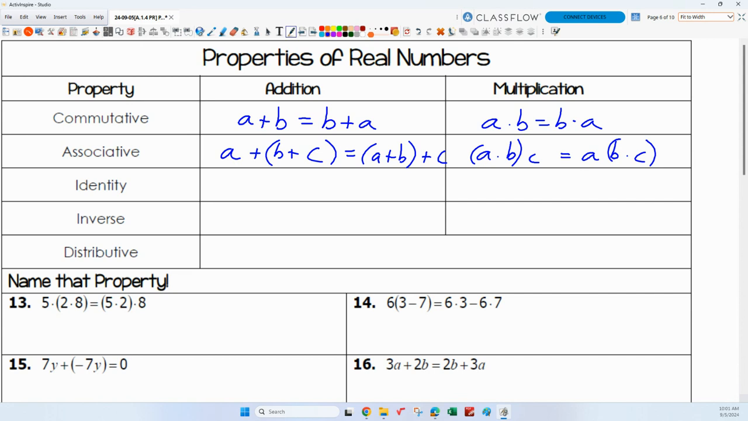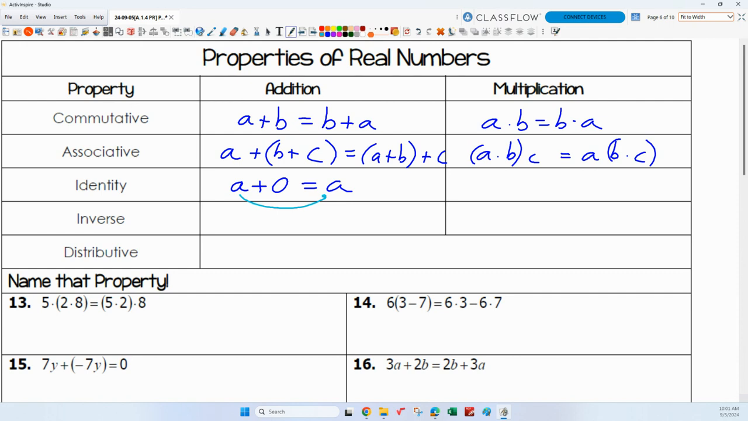The identity property of addition. See if you can write that one down real quick. What's the identity property of addition? Mr. Thatcher, what do you think? Now remember, identity gives it away. We want the identity to stay the same. So I've got to add something to A so it stays the same. A plus 0 equals A. And again, why is that the identity property? Because what we started with is what we ended with, right?